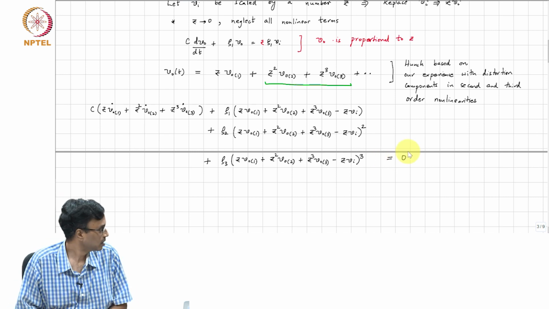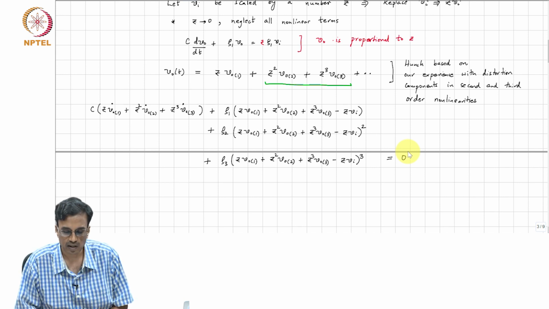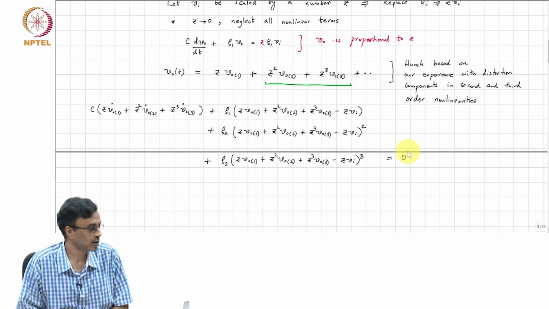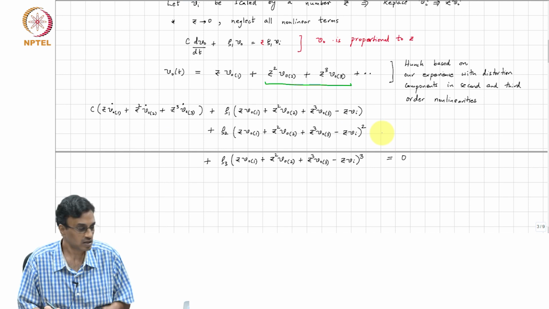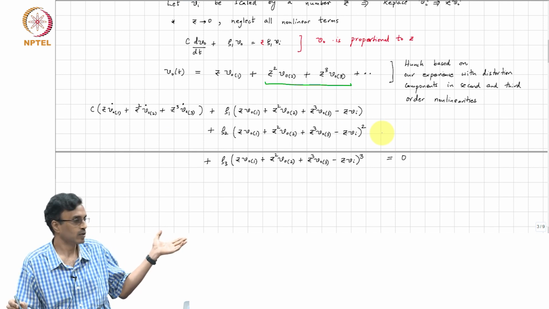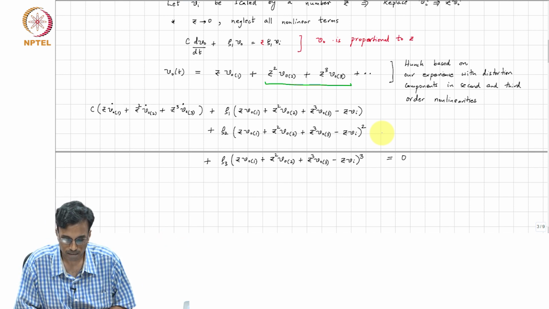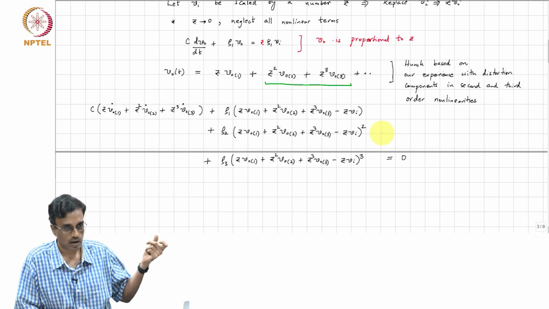All right. And what comment can we make about Z? Z is an arbitrary number, correct? Z can be 10 power minus 3, Z can be 10 power minus 4, Z can be 10 power minus 2, Z can be 1. So if this nonlinear differential equation has to have a solution, then it must be valid for all values of Z.